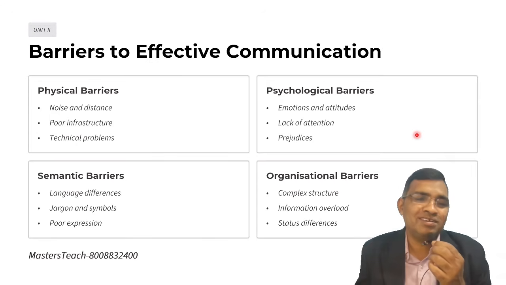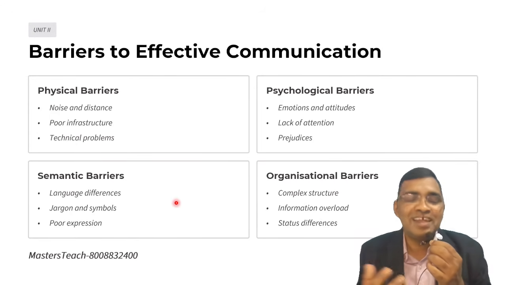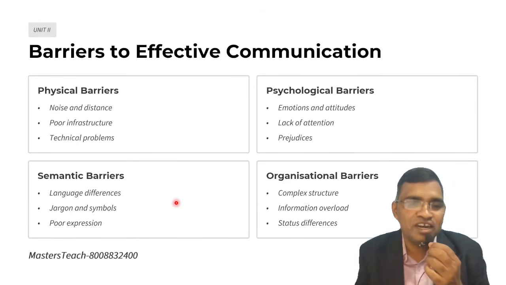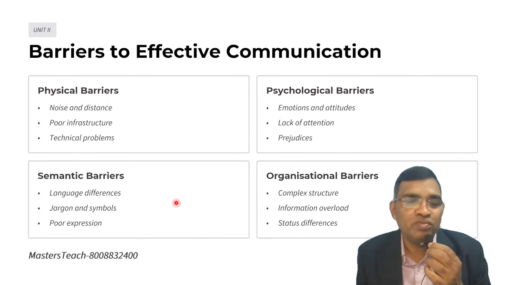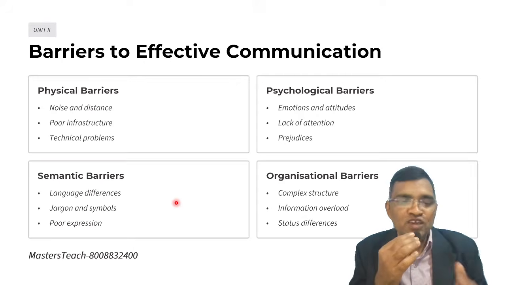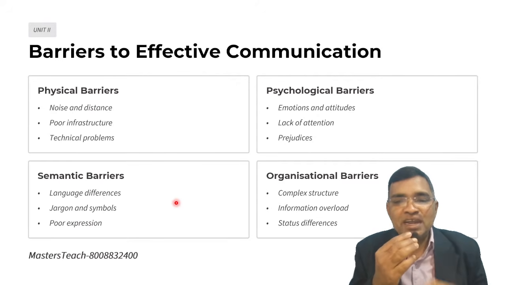Then semantic barriers. What are semantic barriers? There's a language difference, so people understand a different language and you speak in a different language. Then jargon and symbols, where you use double meanings which may not be understood. Then poor expression: you don't know how to express the information. That is a semantic barrier.